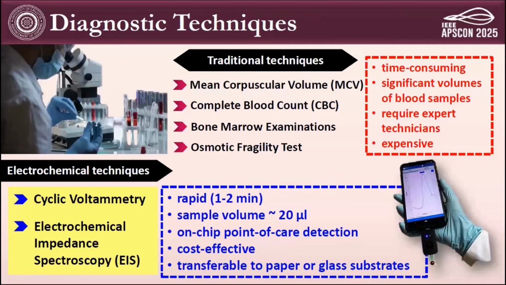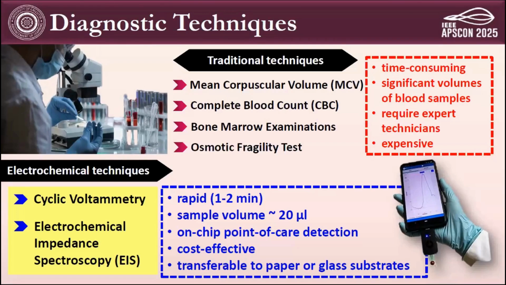Currently, traditional techniques like MCV and CBC are used to get blood profiles, but they require a minimum volume of at least 2 ml. Again, bone marrow examinations are very costly, and osmotic fragility test, or OFT, that measures the ability or the probability of blood cells to rupture, that too is time consuming. Moreover, none of these have been yet transformed into point of care devices, and they require expert technicians.